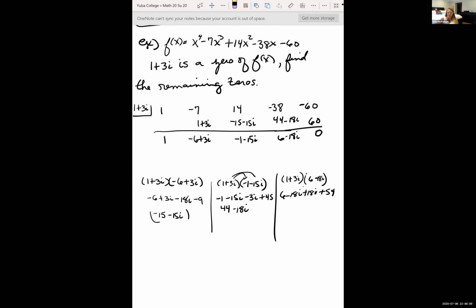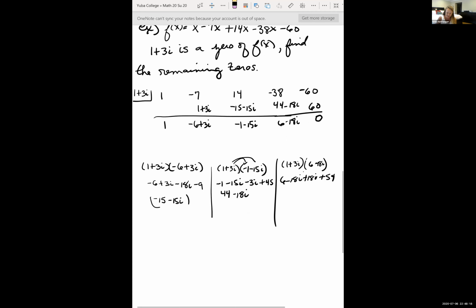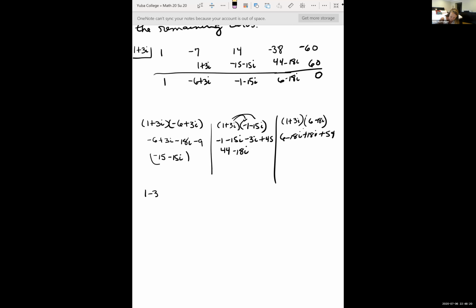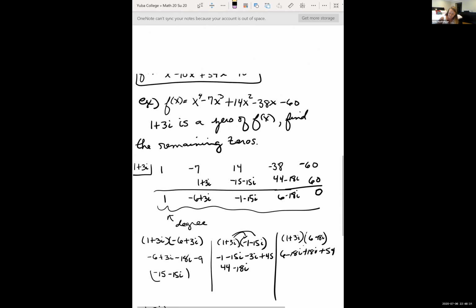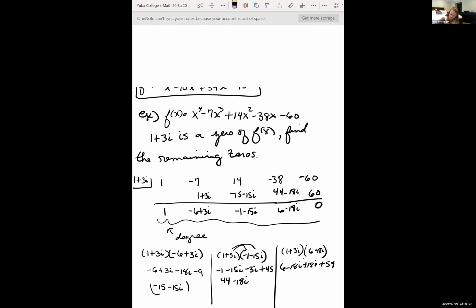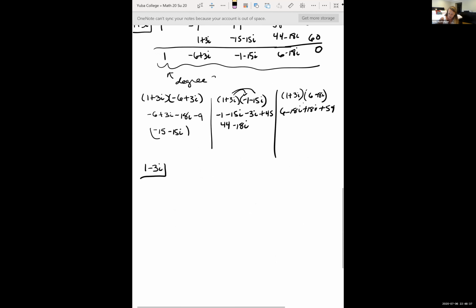Okay, the second time we do this, it's not going to be too bad. It looks ugly because these are imaginary coefficients, but we know that 1 minus 3i is also a 0. It's going to come out really nicely. We're going to use this bottom row. This is degree what? Well, our original was degree 4, so this is degree 3. So our bottom row of this one is going to be degree 2. So let's put this up here: 1, negative 6 plus 3i, negative 1 minus 15i, and 6 minus 18i.